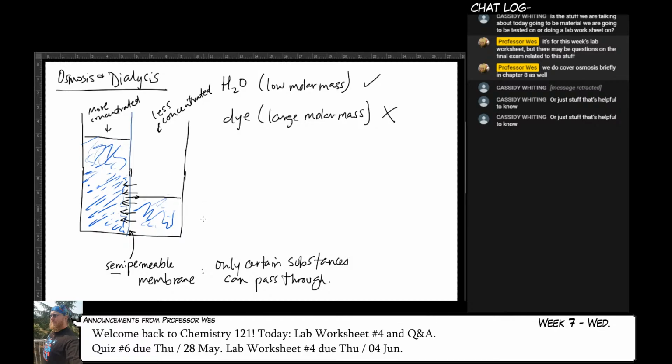And this process will happen until one of two things happens. One, both sides have the same concentration of solute, which is the dye in this case. Ooh, that was a really bad Y. There we go. I don't know what's with my handwriting today. It's just terrible. And so if this happens, the water will keep flowing until both sides have the same concentration, and then it stops because the solution is now properly mixed. Everything has the same concentration.